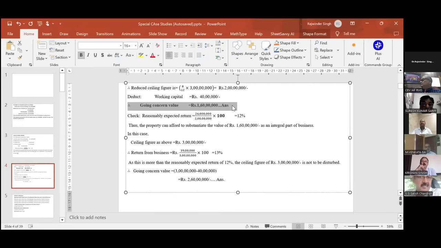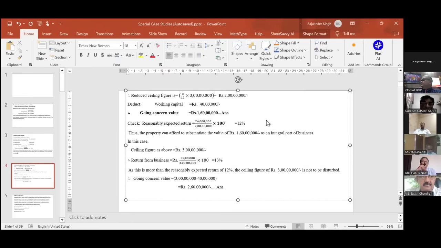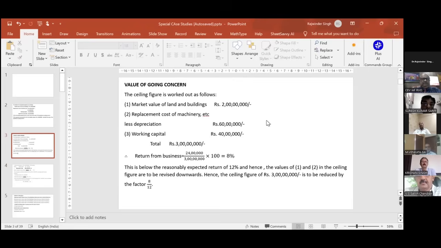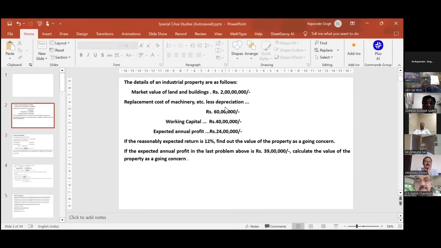Is it clear? So now see here another thing. We will see that value is directly related with the expected profit. This method is based upon the value of the going concern being directly proportional to the expected return, as well as being related with the expected profit. Now, when the expected profit was 24 lakh, the value comes out to be 1 crore 60 lakh.